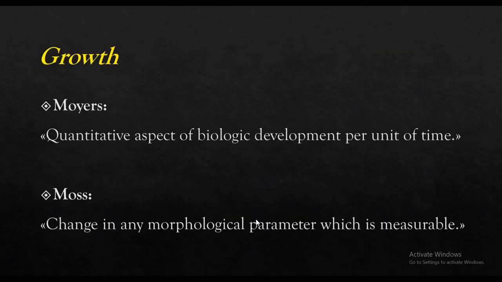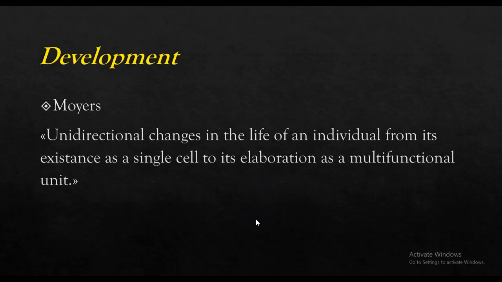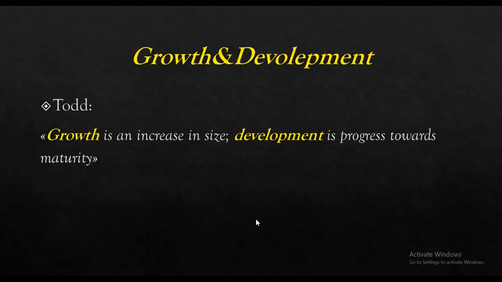Moyers defined growth as the quantitative aspect of biologic development per unit of time. Most describe it as a change in any morphological parameter which is measurable. Moyers describes development as unidirectional changes in the life of an individual from its existence as a single cell to its elaboration as a multifunctional unit. According to Todd, growth is an increase in size, and development is progress towards maturity.